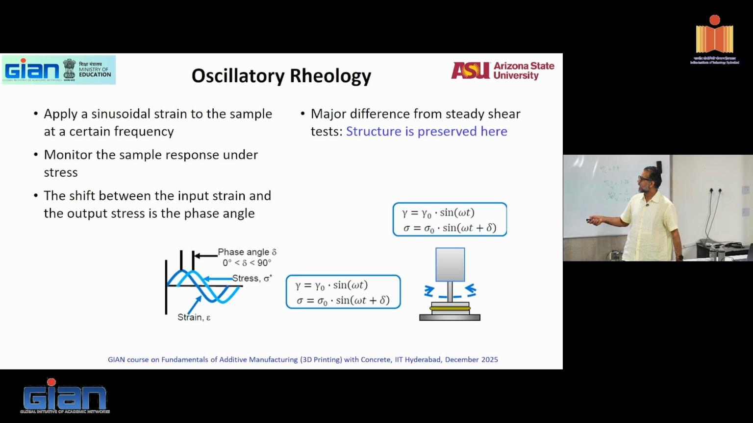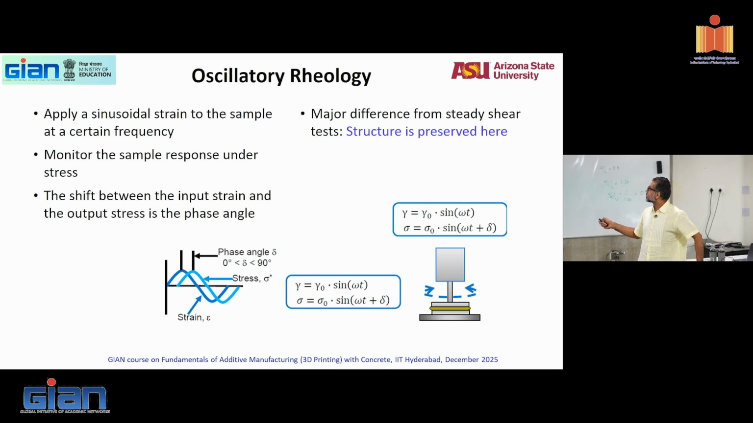The stress is lagging the strain by a certain angle. That is called the phase angle. The shift between the input strain and the output stress is called the phase angle. Remember, strain is the input, stress is the output. Always remember that. That's why you draw strain on the x-axis and stress on the y-axis. The independent variable is always on the x-axis, the dependent variable on the y-axis. Strain is the independent variable, stress is the dependent output. Correct? That's how you always measure.